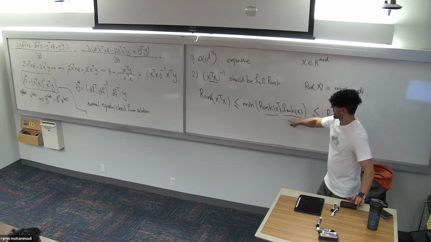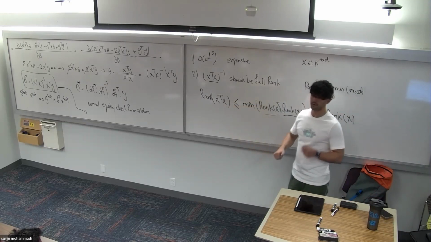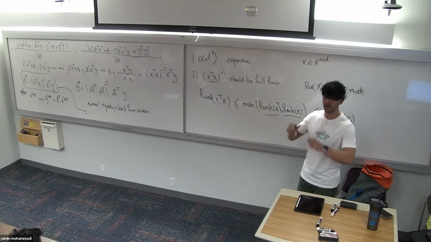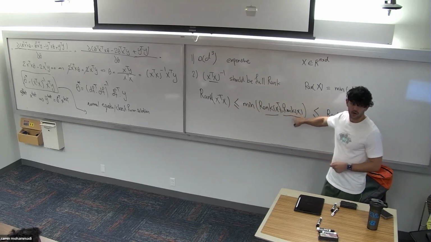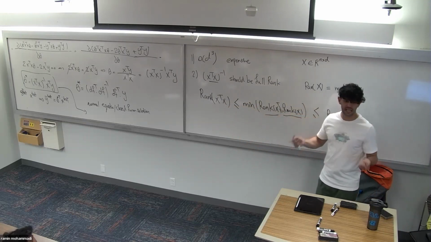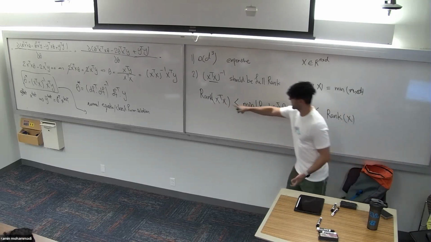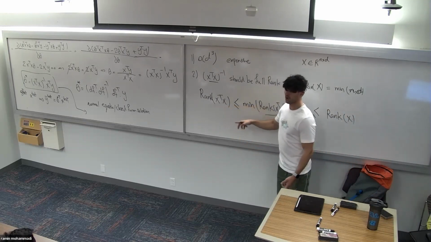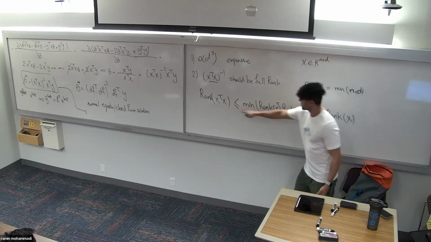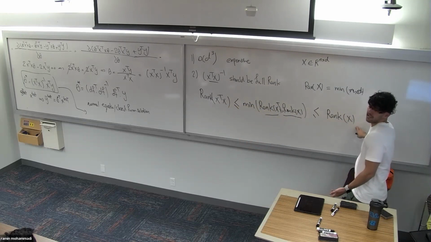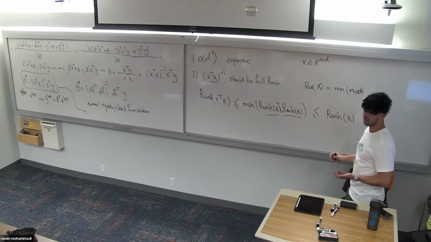Again, the rank of a multiplication is by definition less than or equal to the minimum of the rank of the first one and the rank of the second one. The rank of X transpose and the rank of X are the same thing, so I don't need to say this should be less than or equal to the minimum of itself and itself. So this value should be less than or equal to the rank of X, or the rank of X transpose, because this is the same thing. Does it make sense?